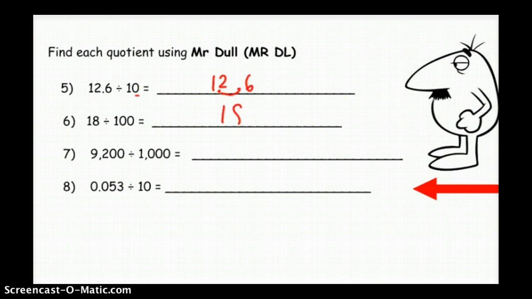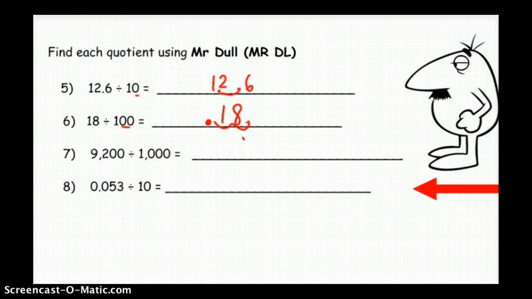Here's 18. Now, this is a whole number. It doesn't have a decimal, so I'm going to give it 1. Make sure you put it at the end. And we're dividing that by 100. It has 2 zeros, so I'm going to move it to the left 2 spots. That would be 18 hundredths.